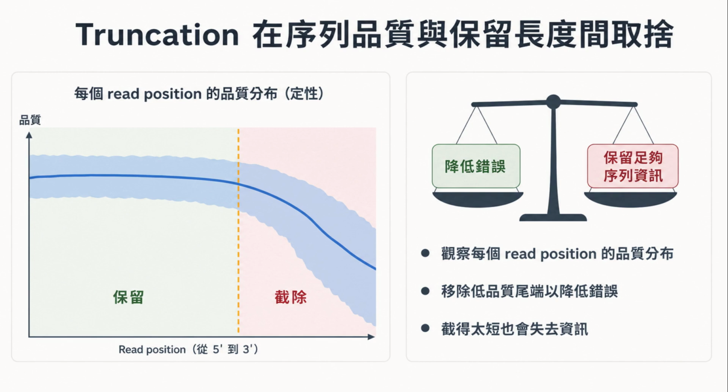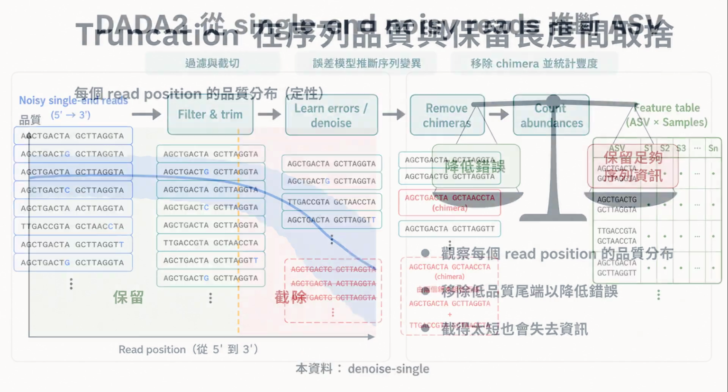We first examine how quality is distributed across different read positions and then decide where to truncate the reads. Retaining too much low-quality sequence may increase errors, but truncating the reads too aggressively can also remove information needed for taxonomic classification and sequence variant inference. Because this course uses single-end data, there is no need to consider the overlap required to merge paired-end reads. The key is to use the actual quality plots to strike a reasonable balance between reducing errors and retaining enough sequence information, rather than applying a single fixed answer.